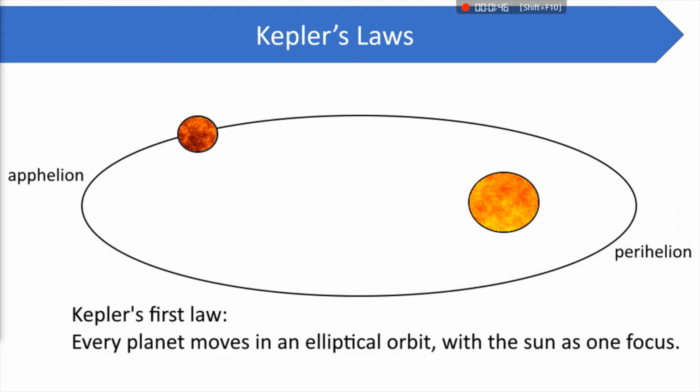So Kepler's first law just says that every planet moves in an elliptical orbit, so it's like an oval shape with the sun as one of the focuses. And then I've got aphelion and perihelion on here as well. Perihelion just means you're closest to the sun. Aphelion means you're further away from the sun. The other focal point of this ellipse would be somewhere around here-ish.